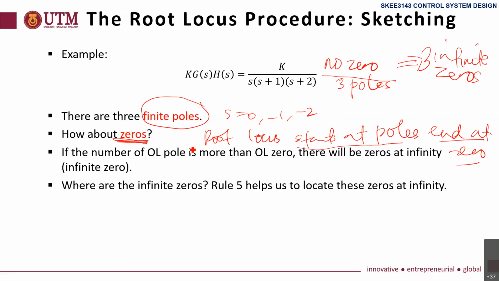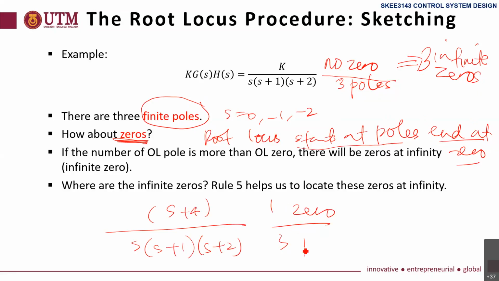Okay, let's say I have like this: 1, 0, 3 poles, and later we will have another 2 infinite zeros. So that total are 3, similar to the poles, so that this is applicable. Root locus starts at pole and at 0.